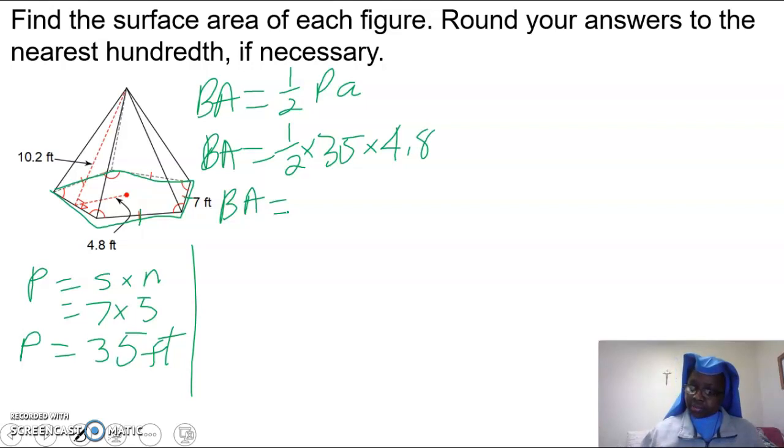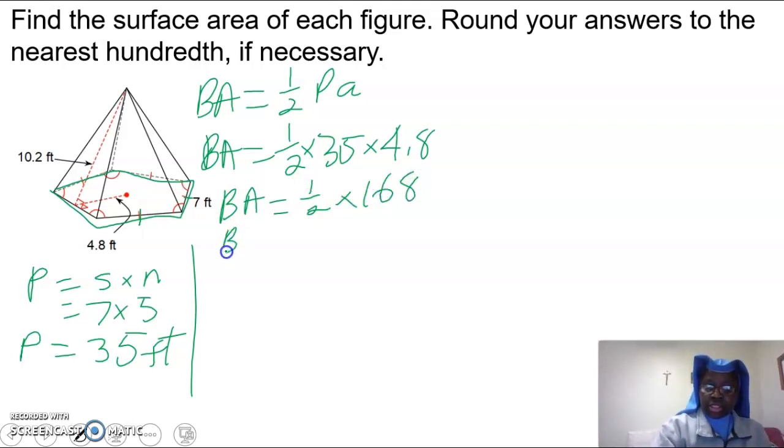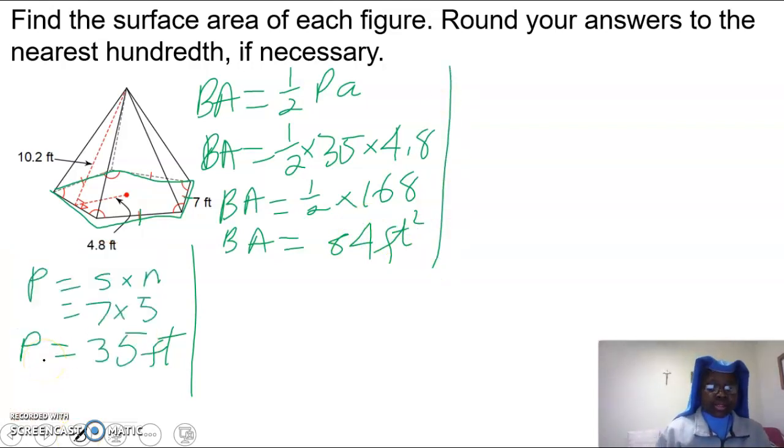So that's 1/2 of 168, which is 84. It's area, so feet squared. And the lateral area, since the base is a regular polygon, it's going to be a regular pyramid, so all the lateral faces are going to be the same area.